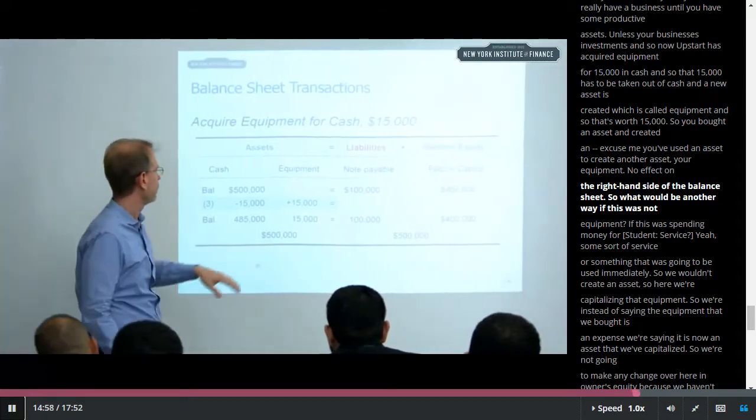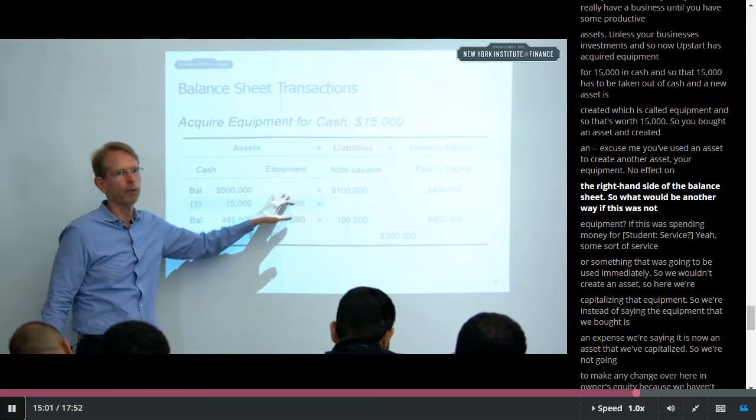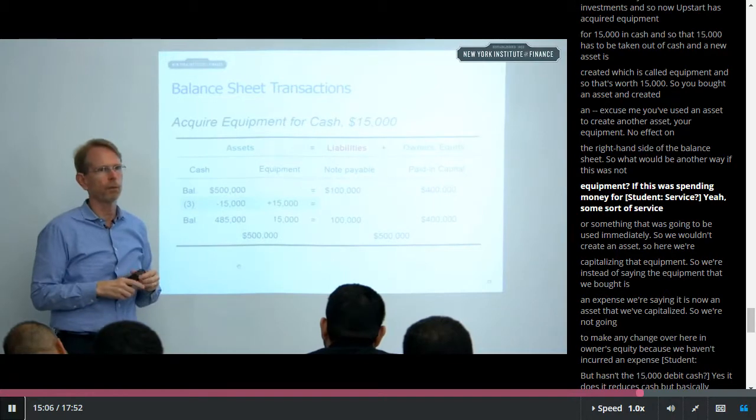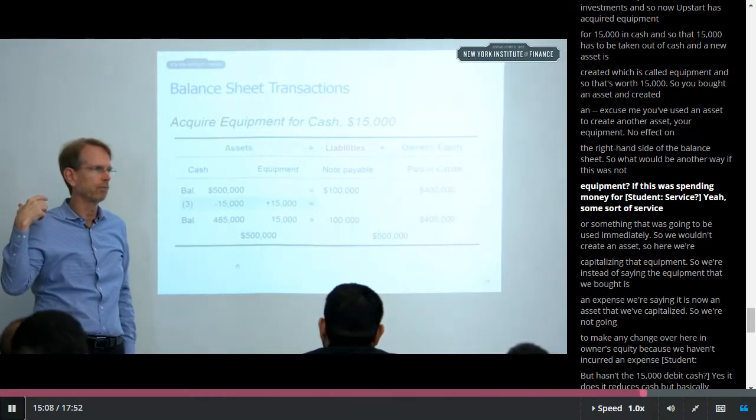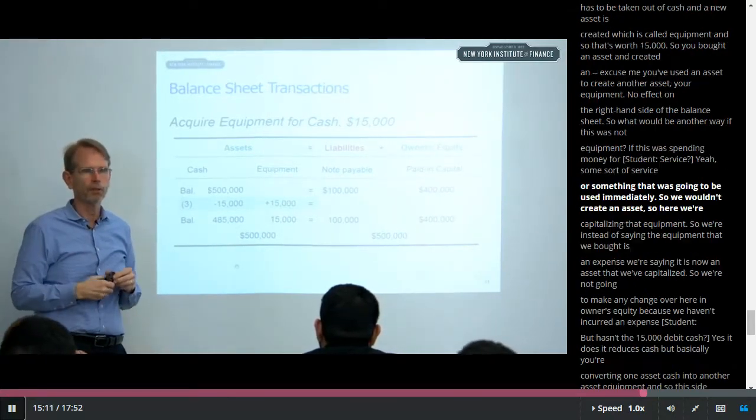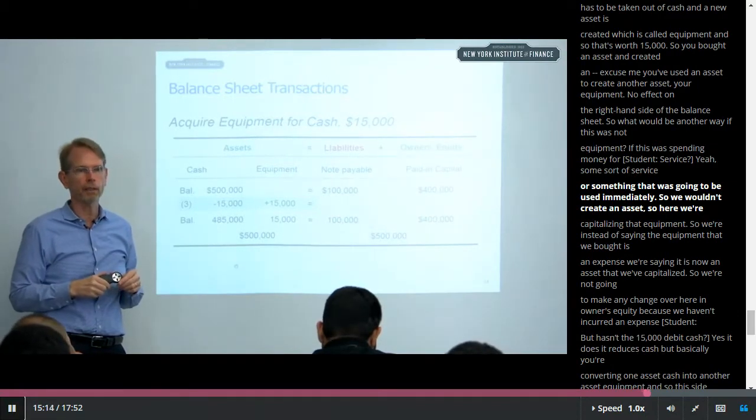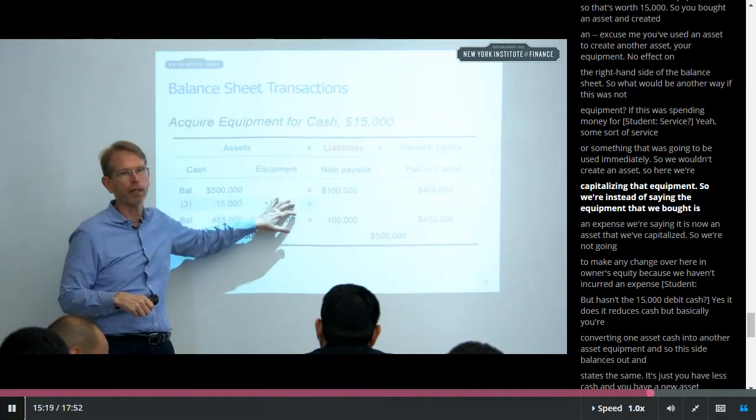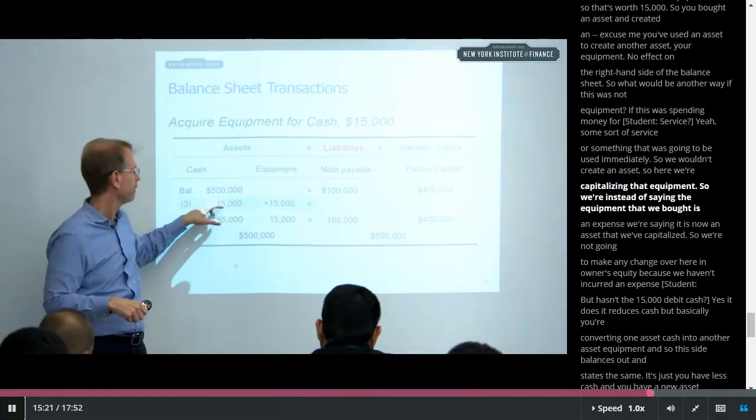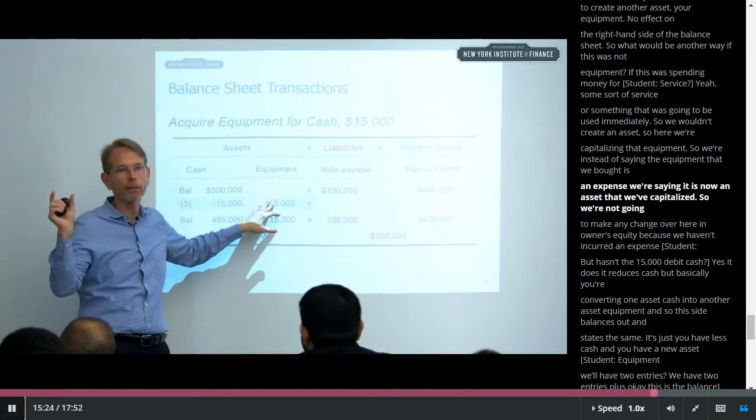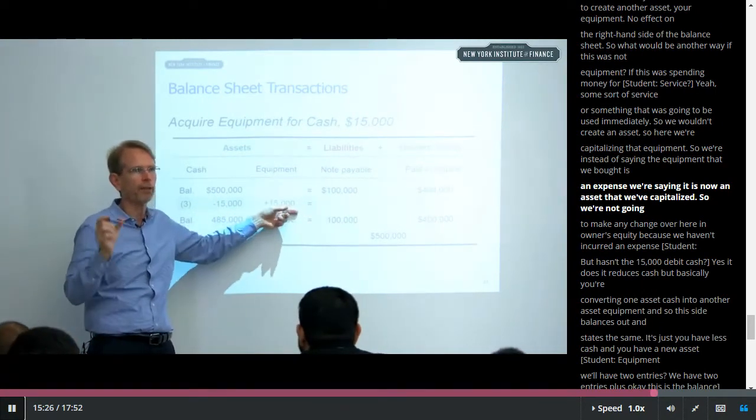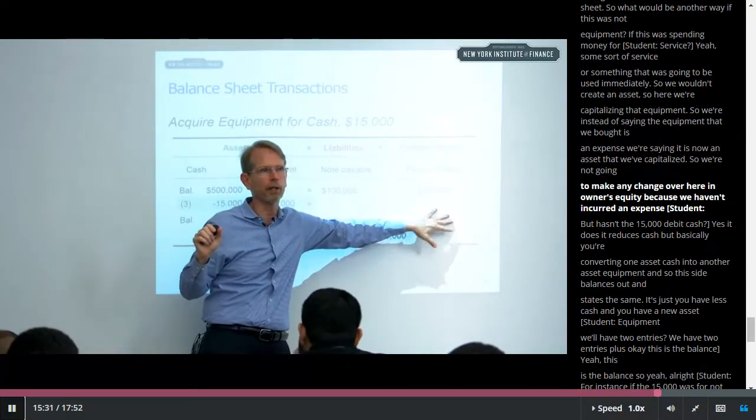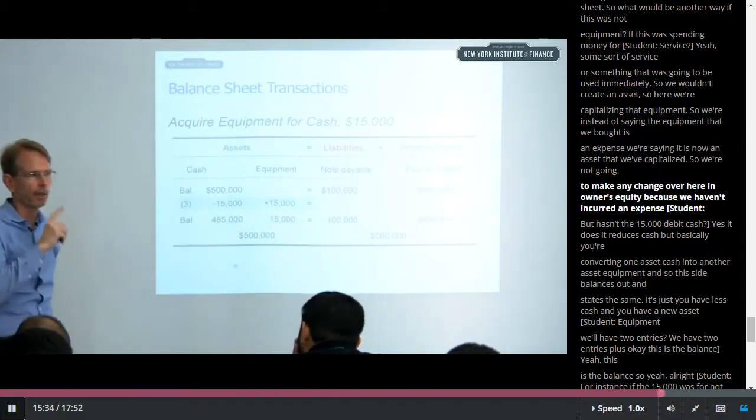So what would be another way, if this was not equipment, if this was spending money for some sort of service or something that was going to be used immediately? We wouldn't create an asset. Here we're capitalizing that equipment. Instead of saying the equipment that we bought is an expense, we're saying it is now an asset that we capitalize. So we're not going to make any change over here in owner's equity. We haven't incurred an expense.